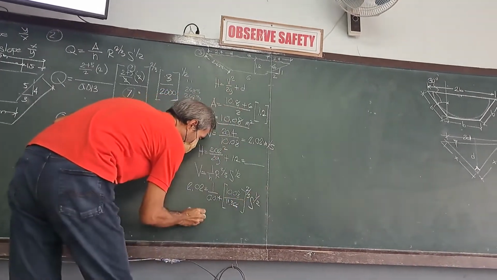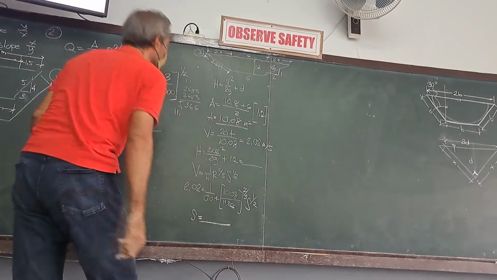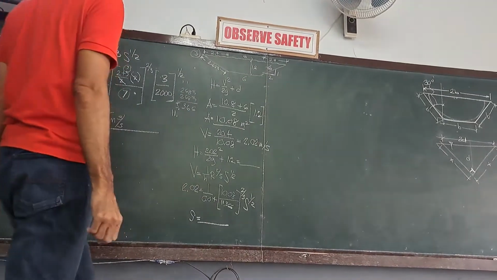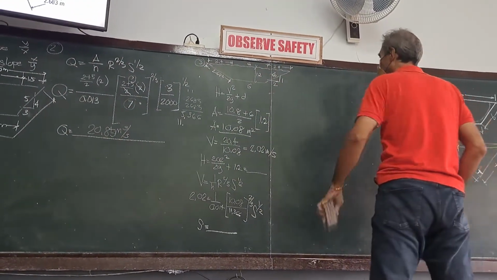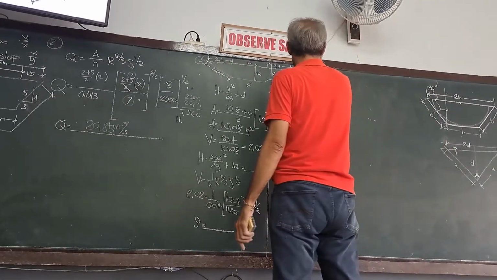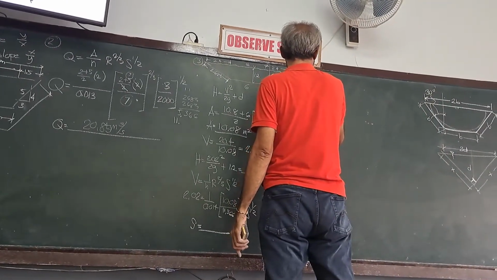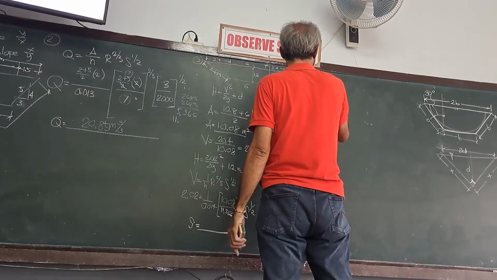2.683 to the 2 thirds, S to the 1 half. Solve for S. Then the average shearing stress of the boundary layer: tau is equal to gamma R S.